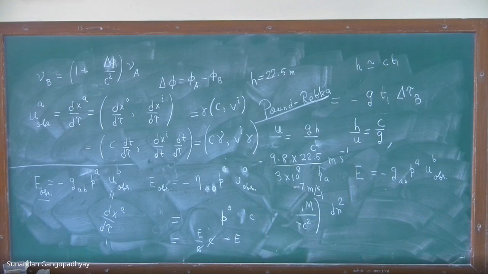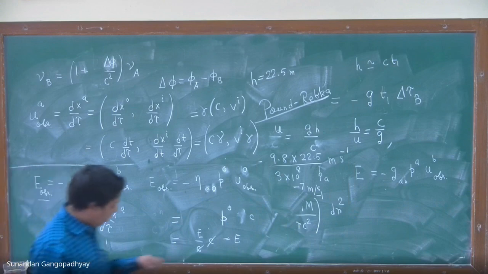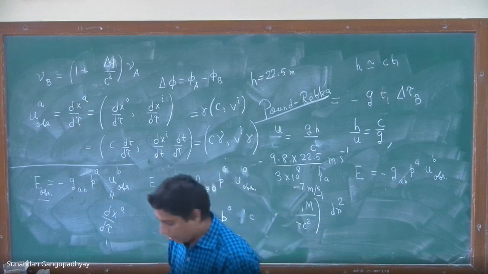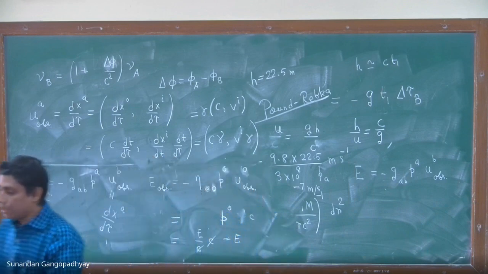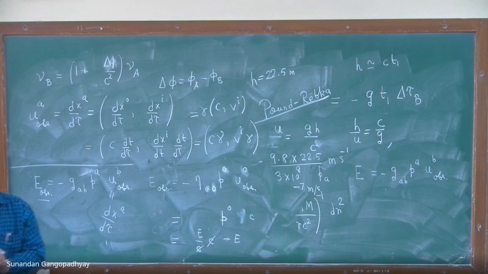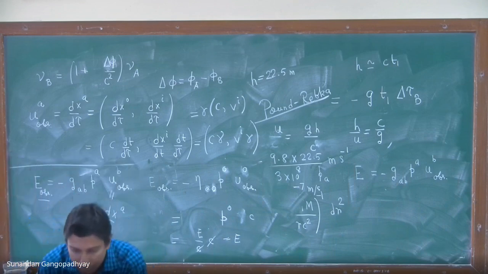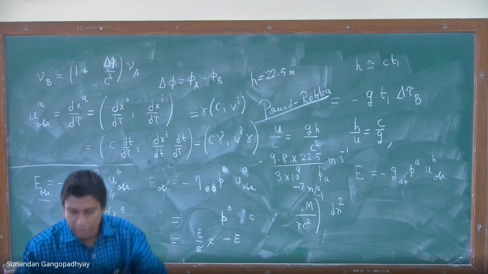And now, if you have enough energy left, then I will go to the Schwarzschild metric, or maybe we can stop here and take some questions. Because I want to show the gravitational time dilation result from the Schwarzschild metric. And that we will do in the next class. So do you have any questions?